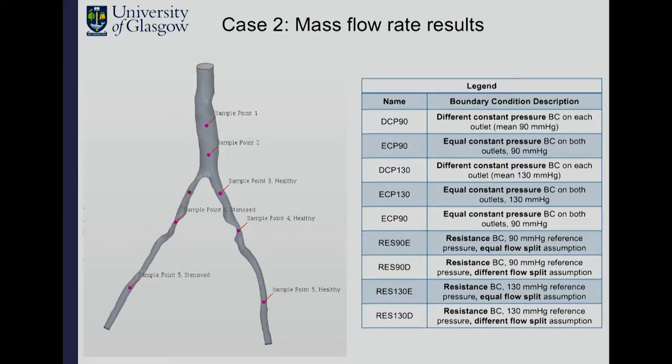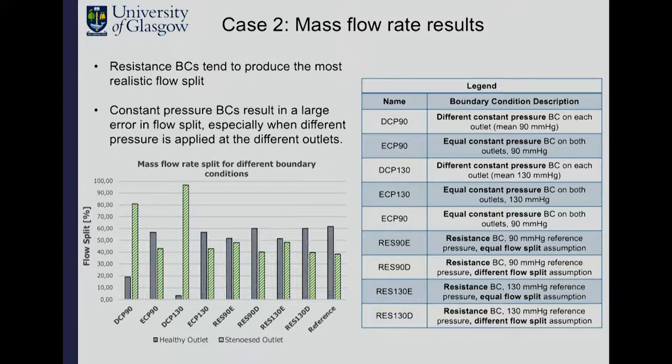Following on to that, to further validate the mass flow rate, because that's important for the resistance boundary condition, another set of simulations was performed using the same methods on a different model, this one with less severe stenosis. We can see here the results for the mass flow split. In this case, the reference is 4D flow MRI. Once again, we can see that the resistance boundary condition is the best at predicting what the flow split is, while the DCP condition actually produces a ridiculous backflow, which is not realistic at all.